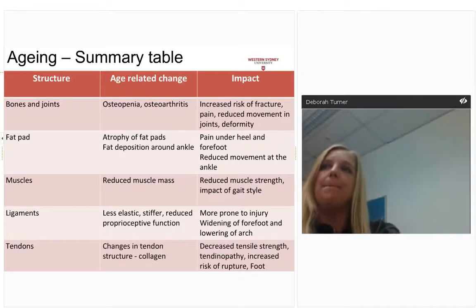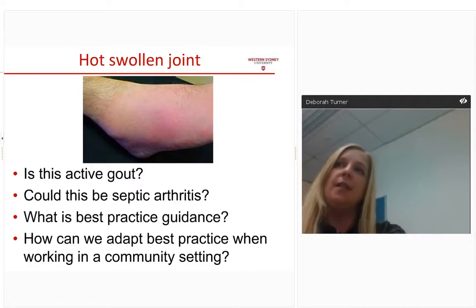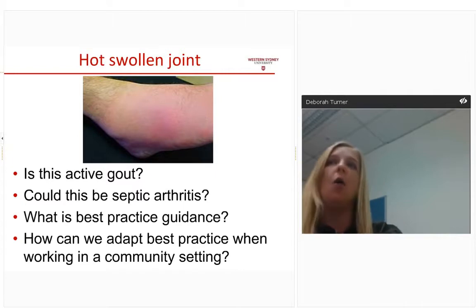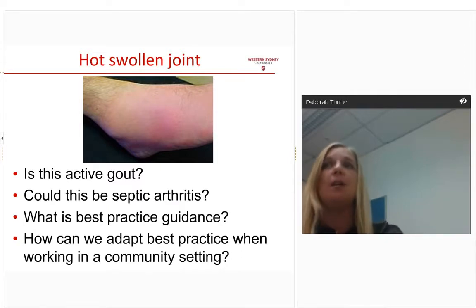So the next area that I really wanted to talk about was when you are faced in clinical practice with a presentation of a hot swollen joint. And one of the key questions is, is this active gout? But we really do need to consider that this could be septic, and really the advice is that we should consider these joints to be septic until proven otherwise. So what is the best practice guidance out there when we're faced with this in clinical practice, and how can we adapt that best practice when working particularly in community settings?